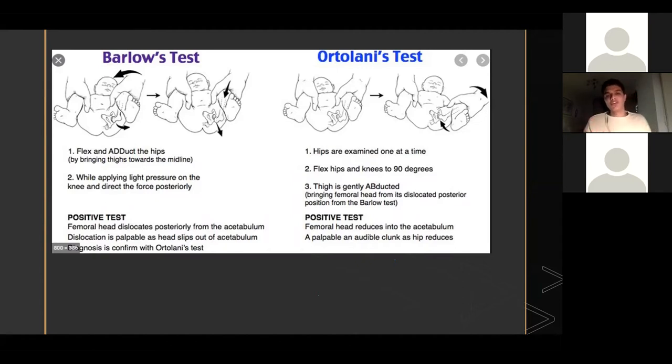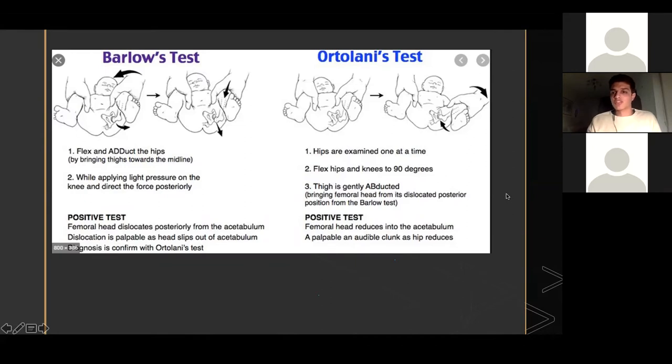And if you push down, it'll either feel rock solid or it'll clunk out. Now, how do you confirm it's clunked out? Well, that's where the Ortolani's test comes in, and that's just a confirmation. So if you've got a Barlow's positive, if you think there's a Barlow's but you're not 100% sure, then you can do Ortolani's to put it back in. That's when you externally rotate and abduct the thigh, the femoral head will reduce into the acetabulum and you'll get a clunk. So you'll have two clunks, okay?